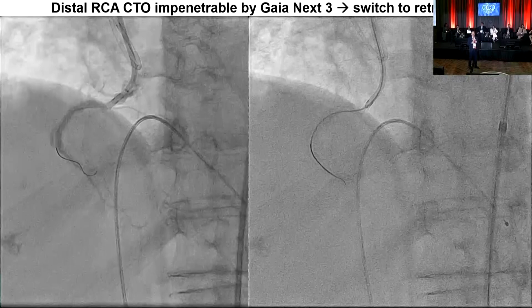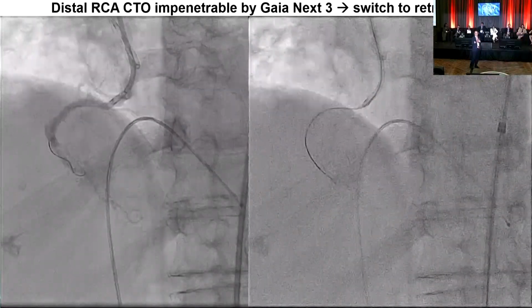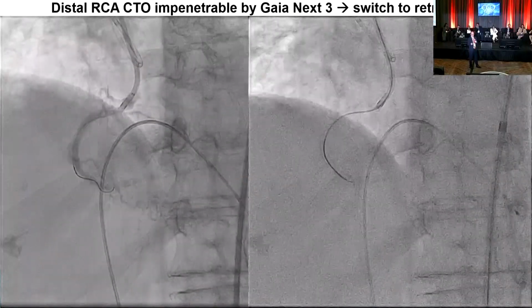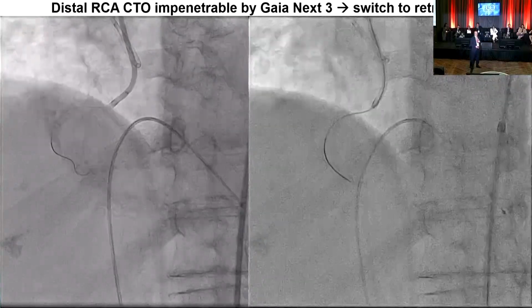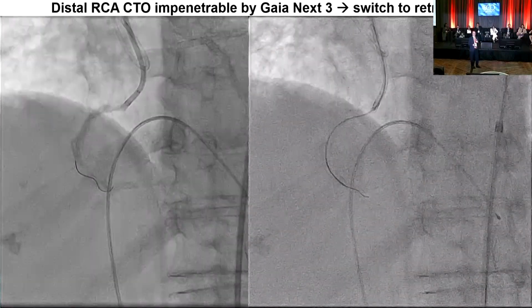There is a lot of calcium. We go antegrade. We even had to use Shockwave and drill the proximal part to advance our gear. But then in the distal part of the RCA, we cannot advance. It's just impenetrable. So there are collaterals. What do we do? We try to go retrograde.